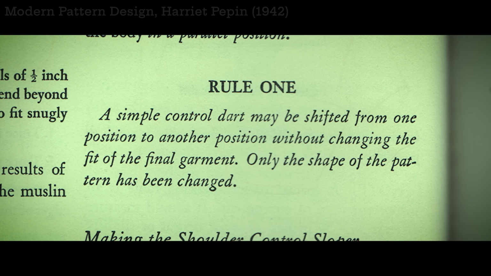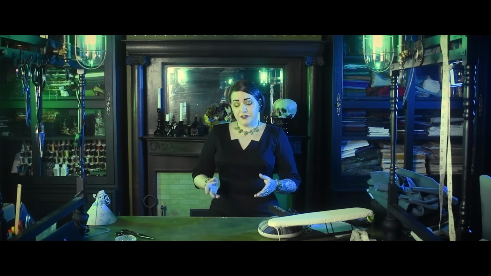Rule 1. A simple control dart may be shifted from one position to another position without changing the fit of the final garment. Only the shape of the pattern has been changed. My very favorite resources for pattern design all hail from the 1940s, and truly I couldn't state this golden rule of pattern manipulation any better than Harriet.